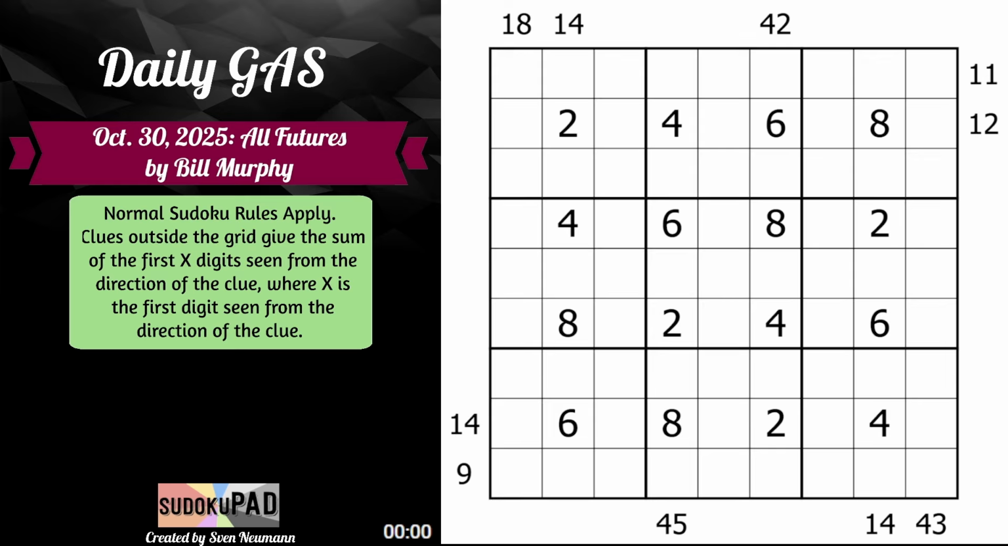Nolan Sudoku rules apply. Clues outside the grid give the sum of the first x digits seen from the direction of the clue, where x is the first digit seen from the direction of the clue. So what does that mean? Well, this is just an x sums Sudoku. Bill gives an example of a clue of 6 outside the grid.